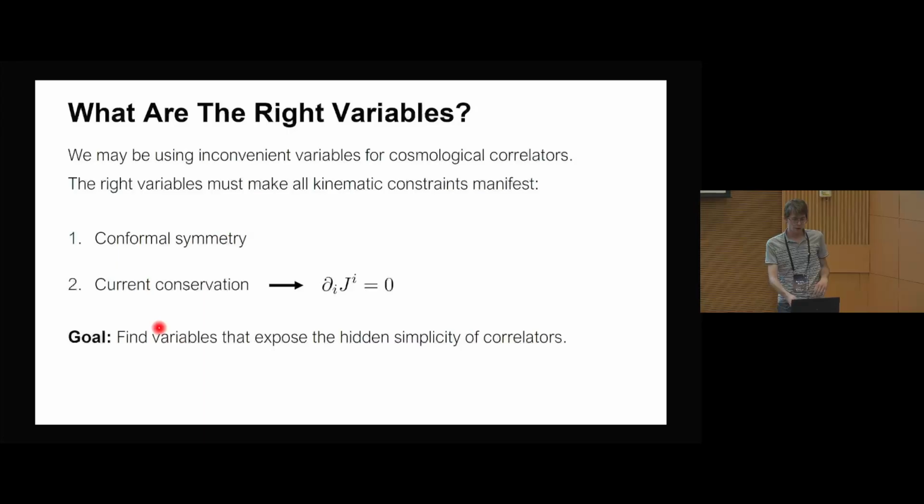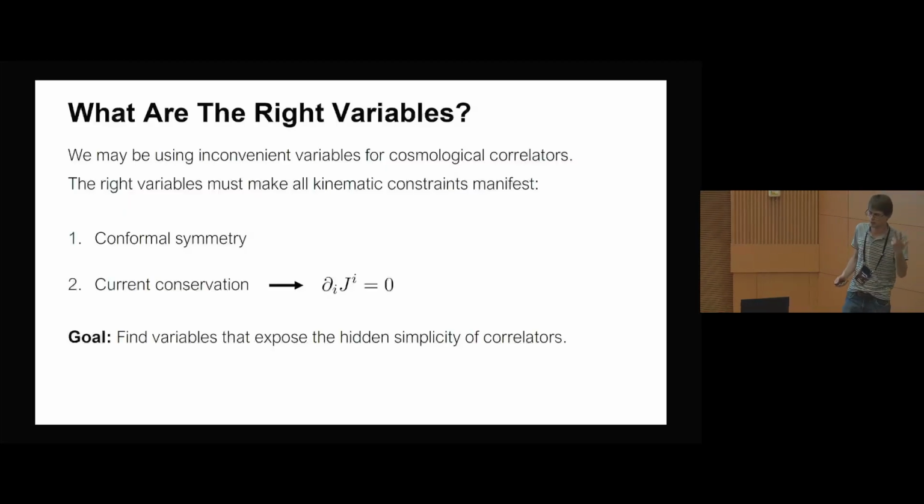Hence, our goal in this project is to find new variables that expose the hidden simplicity of these correlators by trivializing all these kinematic constraints simultaneously, which is something that doesn't happen when we write our correlators in the usual variables of embedding space, position space or momentum space. In none of these variables can we trivialize these two constraints simultaneously. So we'll try to find new ones.